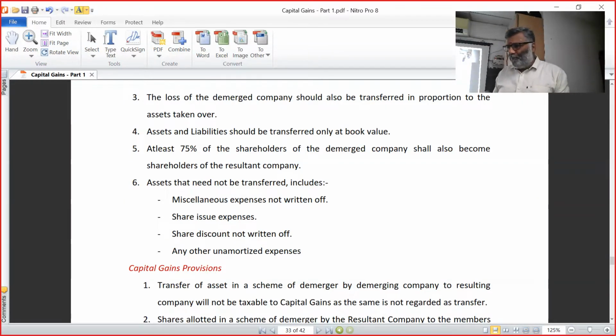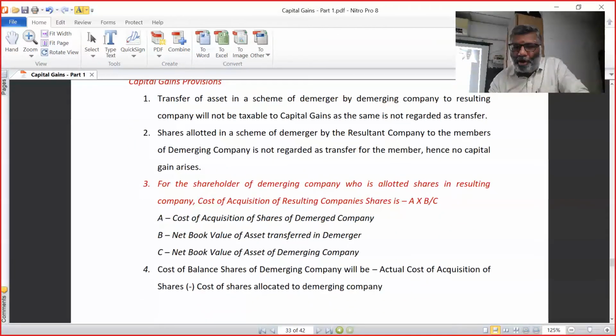Now, understand the case where I am the shareholder of the demerging company, the transferor company. The resultant company allots me shares for the demerger. Now what is the cost of acquisition for me? When I am subsequently selling it, what is the cost of acquisition of shares of my resultant company? The law says same like assets. There is a formula for computing.